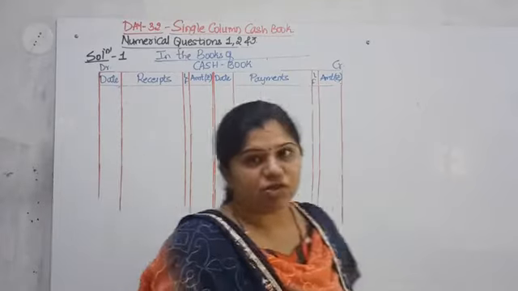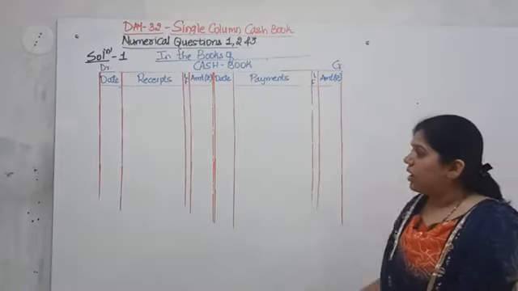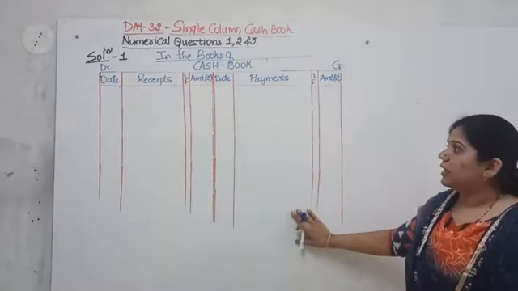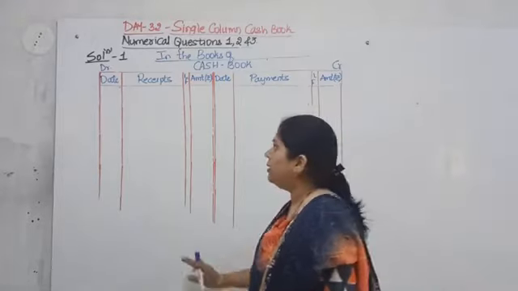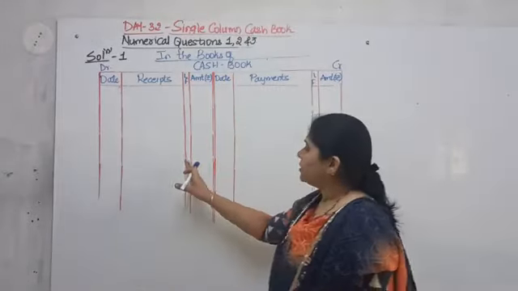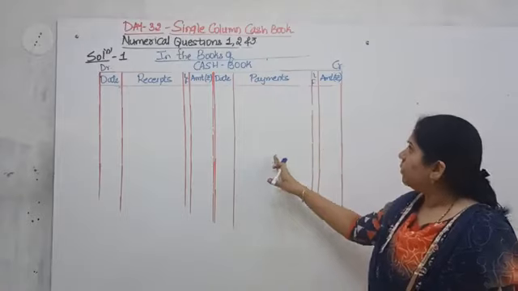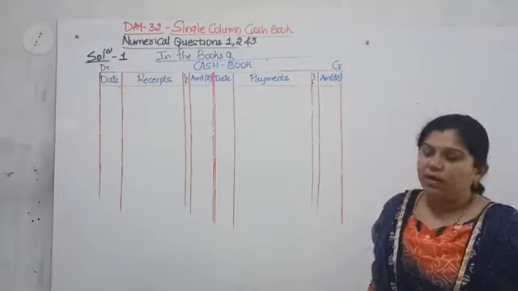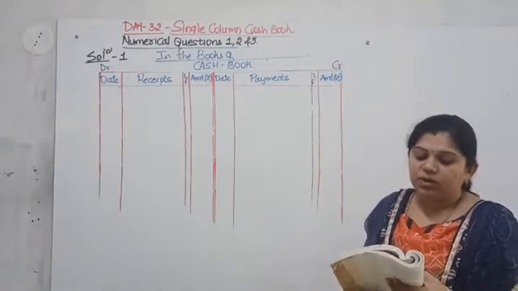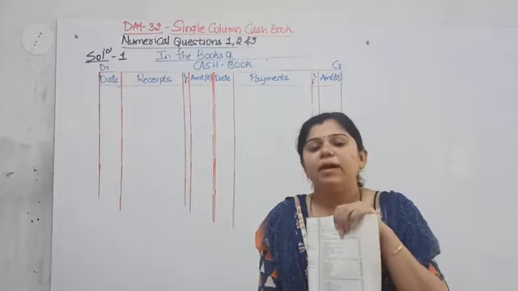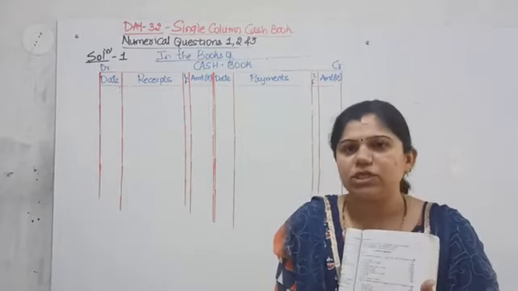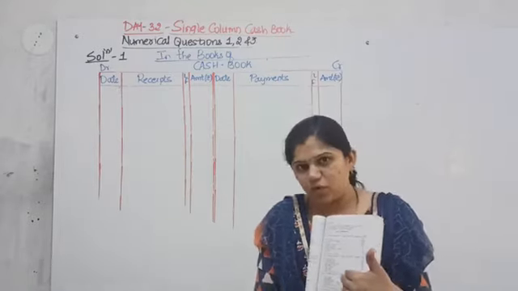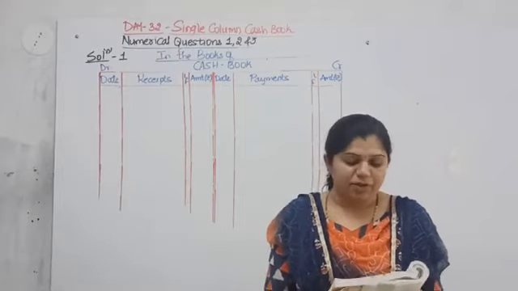Yes, so as you can see what I have done, I have drawn yet another cash book with the same format: date, receipts, LF, amount, date, payments, LF and amount. Whose books are these? We don't know. Let us read out. I am solving the numerical questions which are given in your textbook at the end of the chapter.